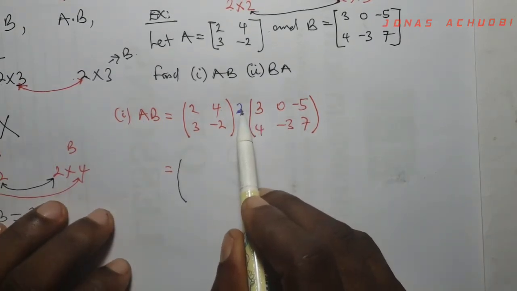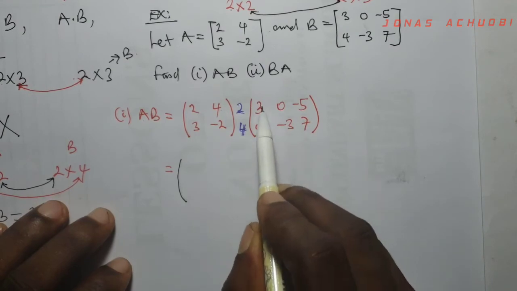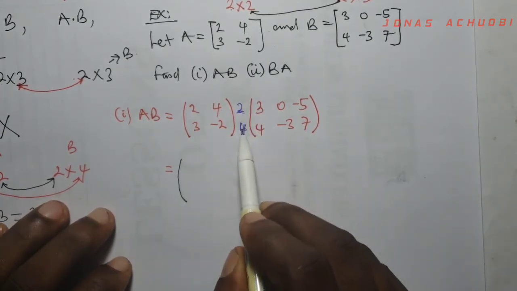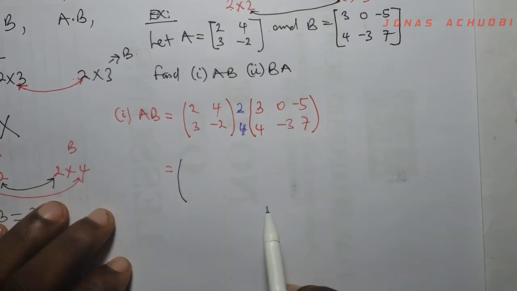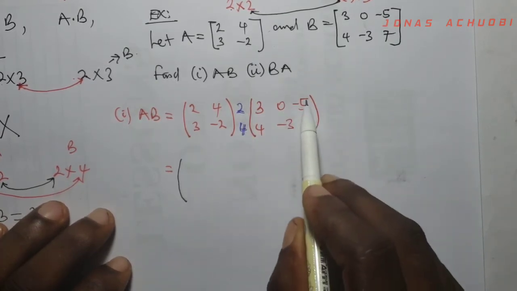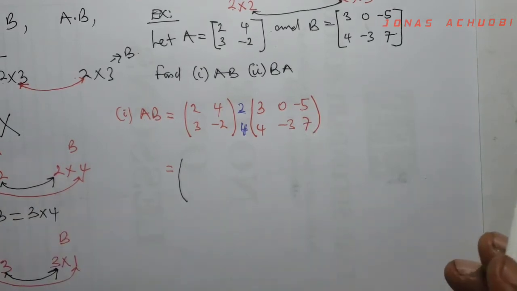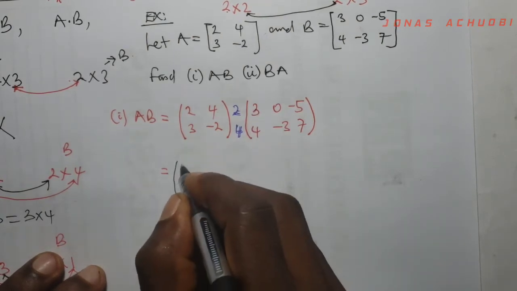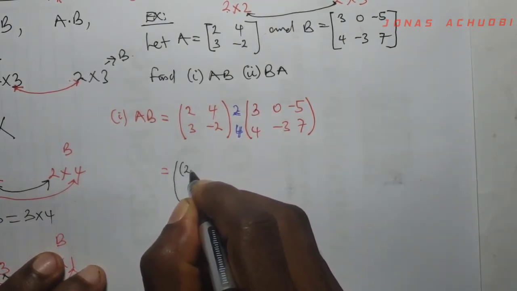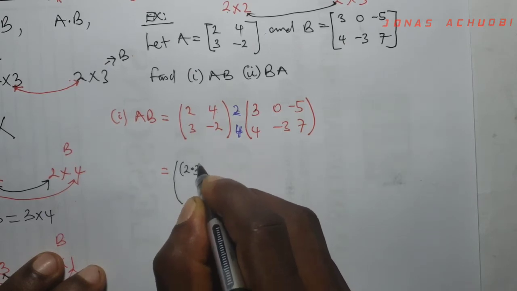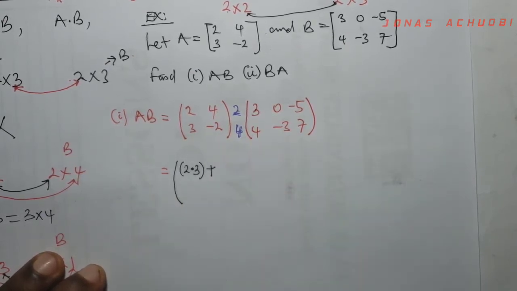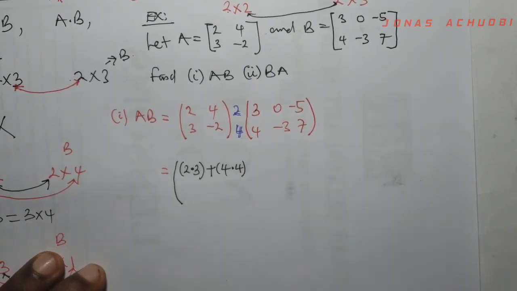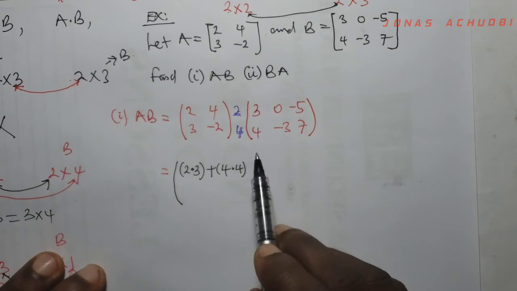I'll use 2 and 4 to multiply column 1 of matrix B. I use 2 and 4 again to multiply column 2 of matrix B. Rather, I use 2 and 4 again to multiply column 3 of matrix B while taking the sum. So we start. 2 times 3, I'll use brackets, I'll just use a dot here for times, 2 times 3 plus 4 times 4. Now I'm done with the first column.